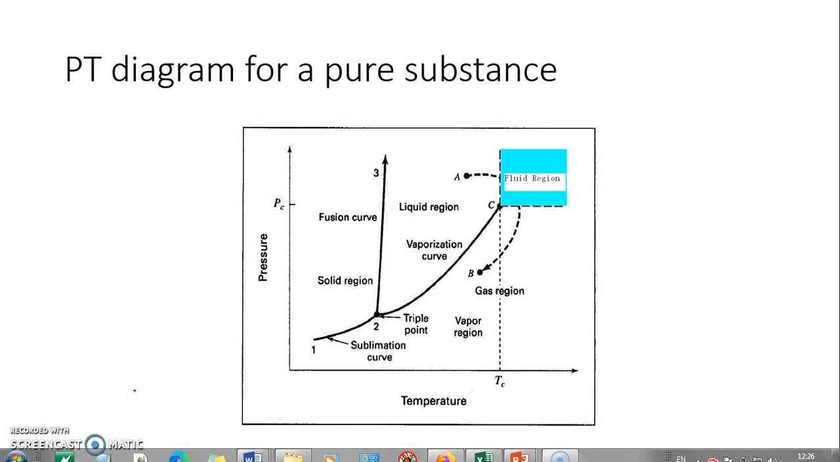liquid and vapor both. The triple point is a point where all three phases, that is liquid, solid and vapor, are at equilibrium, they are all together at equilibrium.